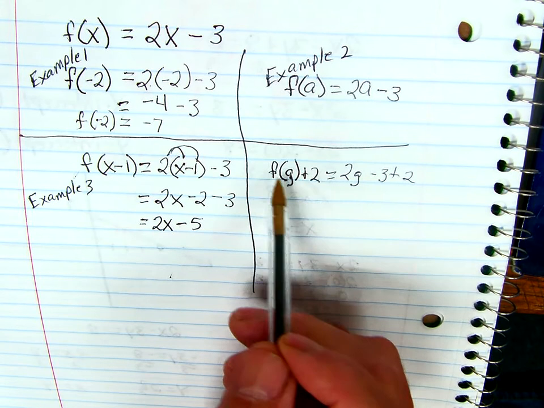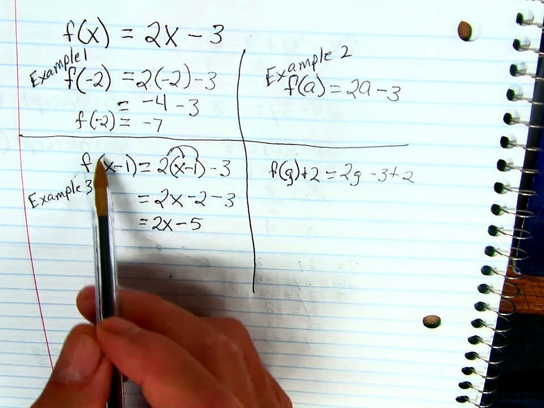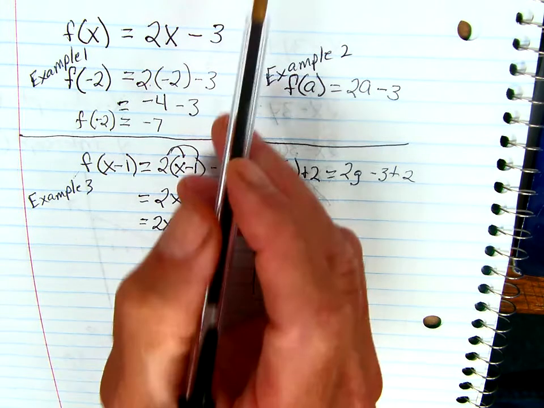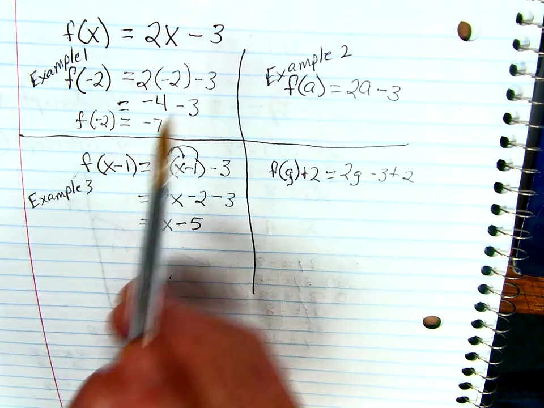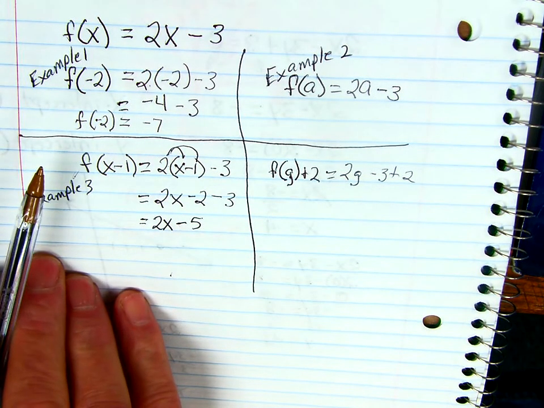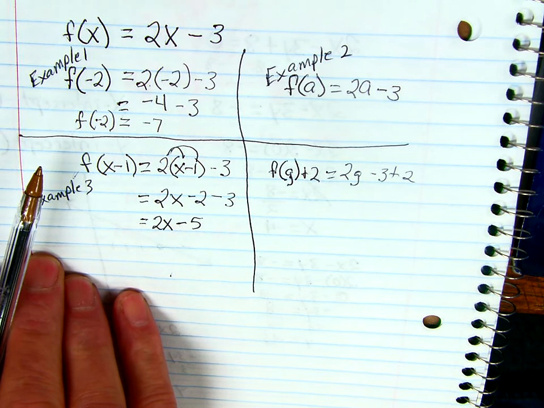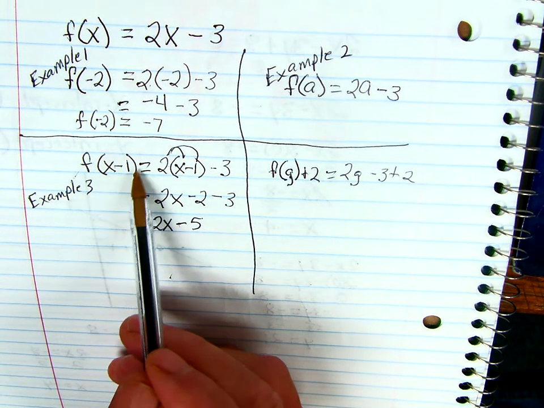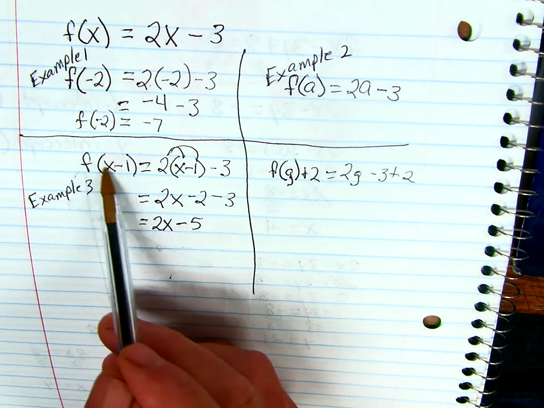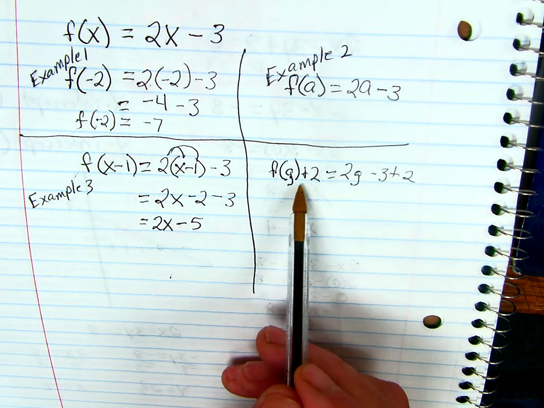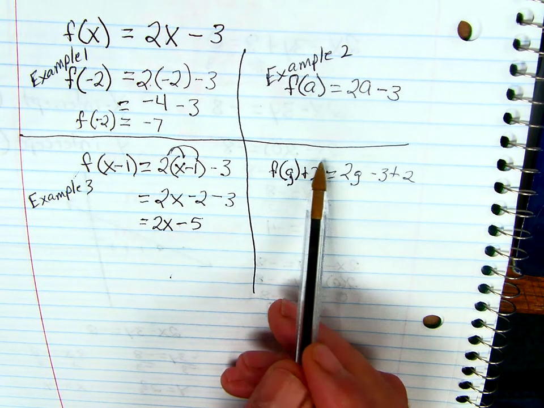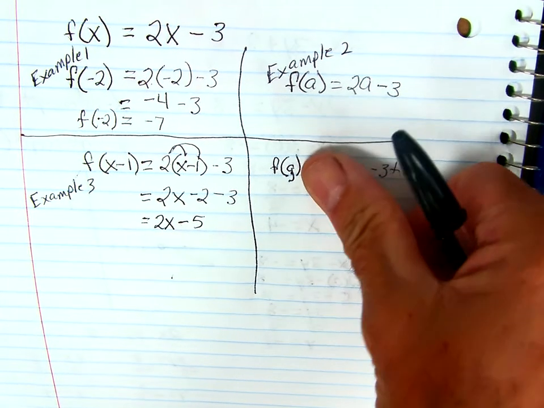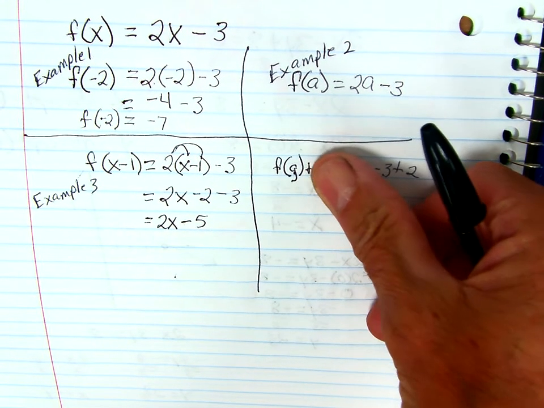This is a completely different type of exercise than this is over here. Right here. Oh, okay. In example 3, everything we were doing was on the inside of parentheses. In example 4 here, we've got something on the outside of parentheses. And that means do this and then add 2.